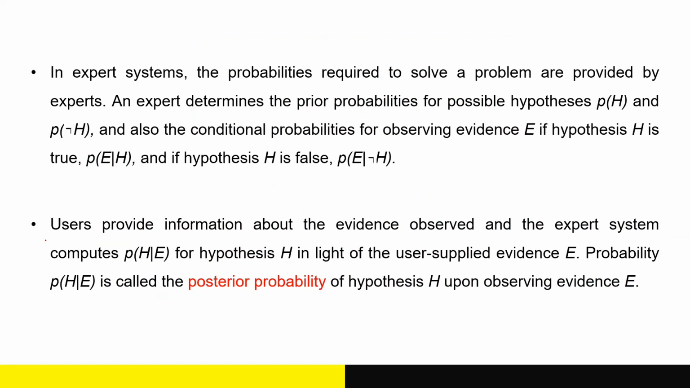In expert systems, the probabilities required to solve a problem are provided by experts. An expert determines the prior probabilities for possible hypotheses, P of H and P of not H, and also the conditional probabilities for observing evidence E if hypothesis H is true, the probability of E given H, and if hypothesis H is false, the probability of E given not H. So users provide information about the evidence observed and the expert system computes the probability of H given E for hypothesis H in light of the user-supplied evidence E. The probability of H given E is called the posterior probability of hypothesis H upon observing evidence E.